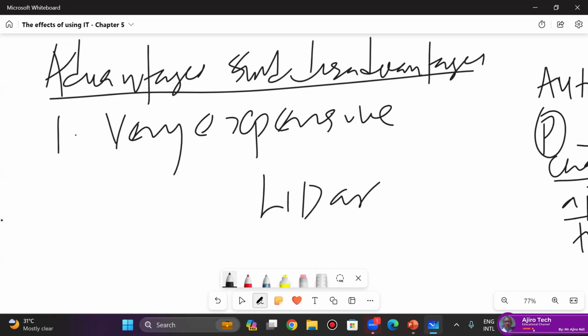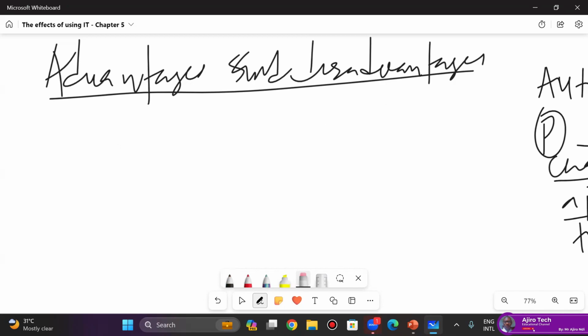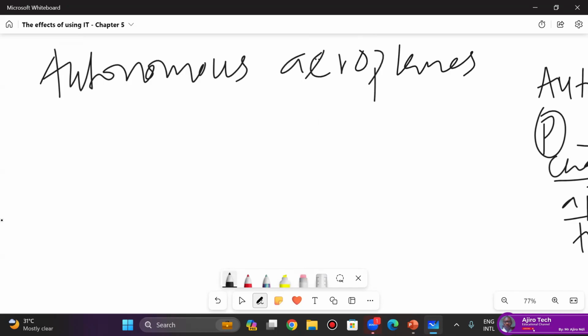So what happens in autonomous? Let's talk about the autonomous aeroplanes. Aeroplanes have used autopilot for many years to control flights. This is nothing new. In fact, we relax when it's on. Most of you are not even aware that in the planes you enter, in fact 60% of the time, the pilot is not the one flying.